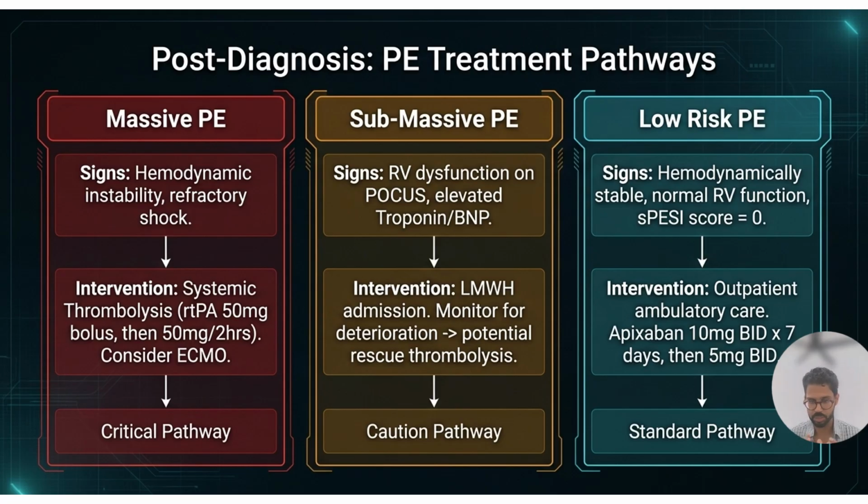Again, this is a caution pathway, so it's not a massive, but it's not something that you want to take lightly either. Finally, we have a low-risk PE, which is a patient who is hemodynamically stable. They have a normal RV function. Their SPESI score is 0. We're going to talk about that. And what are some of the interventions here in this case? Outpatient ambulatory care. We can give apixaban 10 milligrams twice a day for 7 days, then 5 milligrams twice a day. And again, this is your standard pathway for patients once they have a diagnosis of PE.